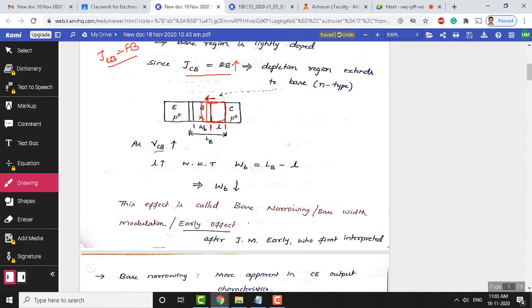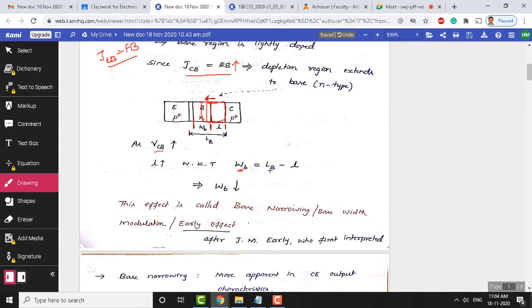Also look, there is another term called LB, that means the total distance of the base including this depletion region and this depletion region, that is LB, capital L with subscript B. So L is the depletion region, LB is the total length of the base region, and WB is the distance between the edges of the depletion regions. Now look at what is the consequence of this. We can arrive at this relation for WB. WB is the distance between the edges of the two depletion regions, this distance.